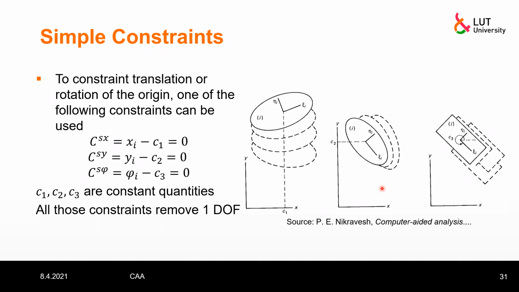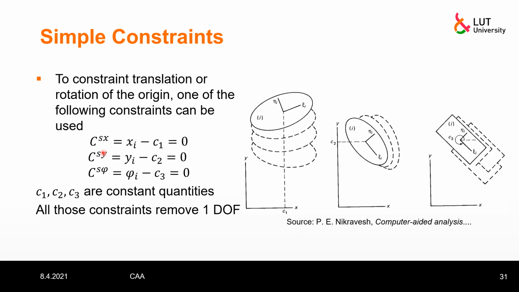So how to define those simple constraints? Like here, because we define that they are always constant, we must find the value of this constant from the initial assembly, and we just say that the coordinate minus its initial value is always equal to 0, and that's all. So C1, 2, and 3 are some constant quantities, and because all those constraint equations are scalar equations, they remove just 1 degree of freedom from the system. And here is how they look in practice.